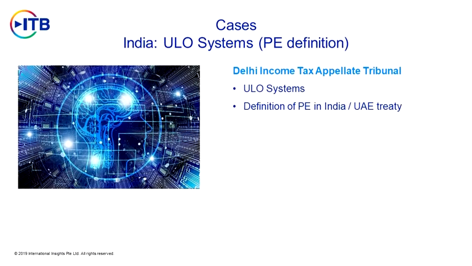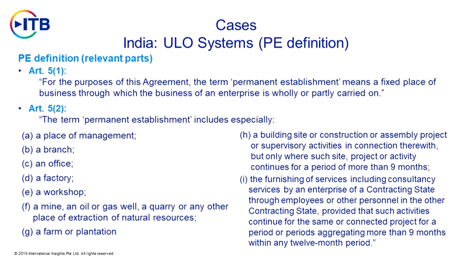The second case is called ULO Systems. It's a decision of the Delhi Income Tax Appellate Tribunal, and it concerns the definition of PE in the India-UAE Treaty. Let me set out the relevant parts of the PE definition in that treaty. Firstly, there's Article 5.1 in its familiar form.